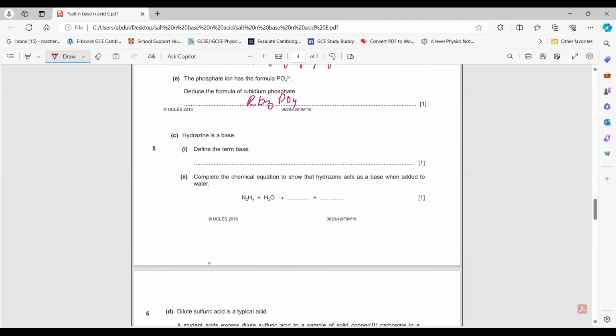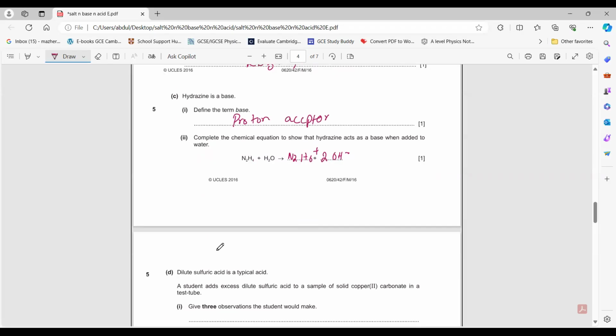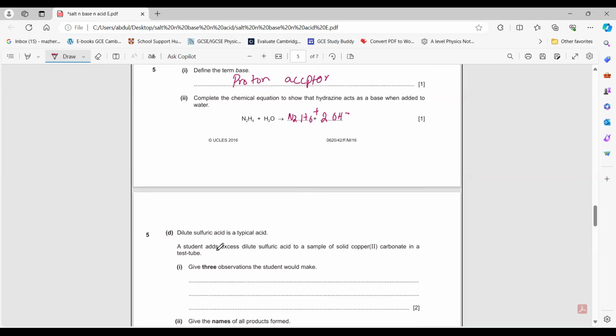What is the meaning of base? Proton acceptor. Yes. और यहाँ पे हमारे पास क्या बनेगा, हाइड्रोजीन. और हाइड्रोजीन का फॉर्मूला क्या होता है, N2H6 पॉजिटिव प्लस 2OH नेगेटिव. इससे हमें हिंट दिया हुआ है कि acts as a base, so it would accept a proton.